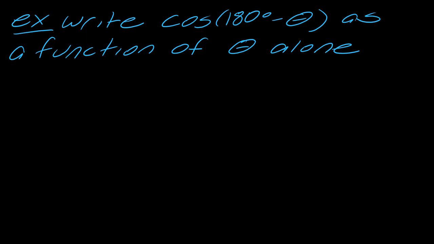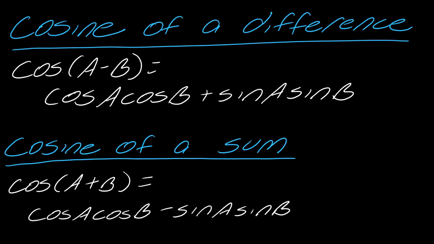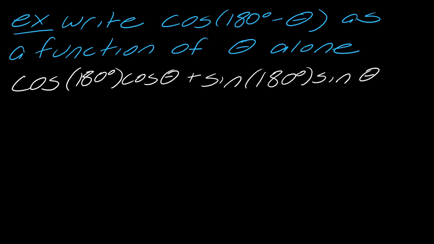Okay, so going back to those identities that we were talking about at the beginning of the video. Write cosine of 180 degrees minus theta as a function of theta alone. To do that, this is really just asking us to apply that identity. In this case, we're talking about a difference. So if I apply the cosine of a difference, this is the only way that this can really work out.